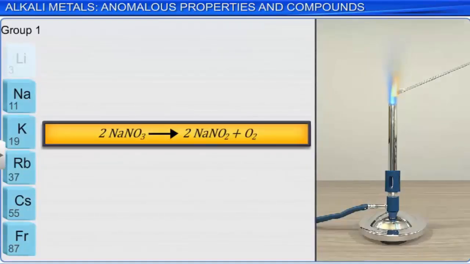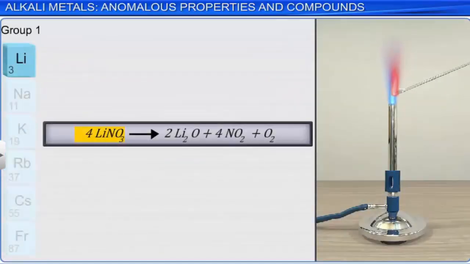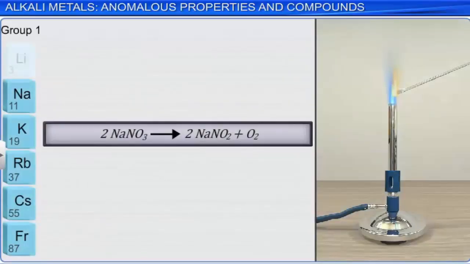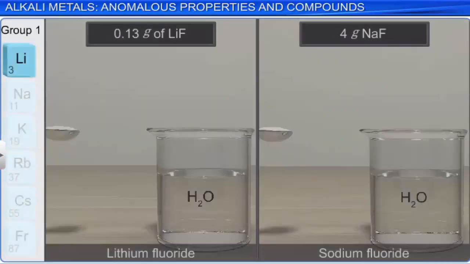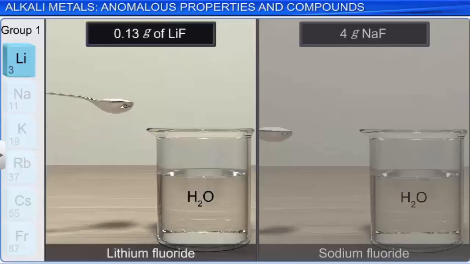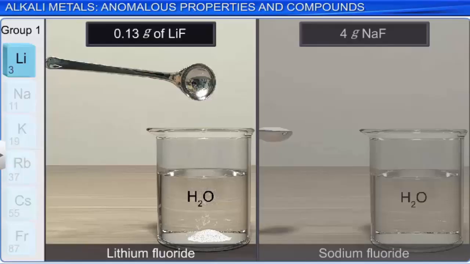This is shown in the equations. Lithium nitrate decomposes to form lithium oxide, nitrogen dioxide, and oxygen gas, whereas the decomposition of sodium nitrate yields sodium nitrite and oxygen gas. The fluoride and oxide salts of lithium are less soluble in water than the same salts formed from the other alkali metals. For example, only about 0.13 gram of lithium fluoride will dissolve in 100 grams of water. But it's possible to dissolve about 4 grams of sodium fluoride in 100 grams of water at the same temperature.